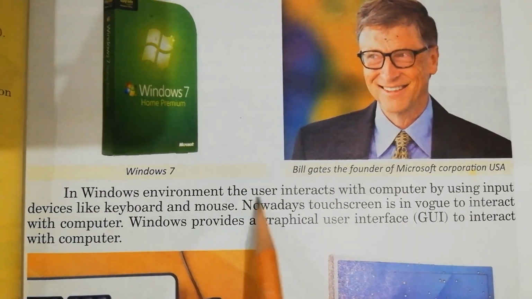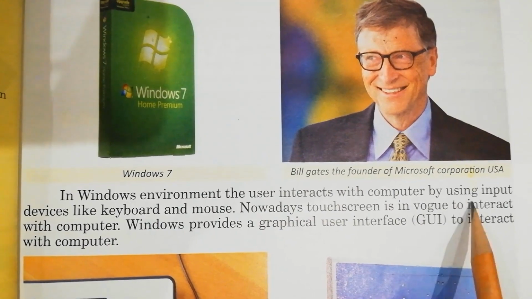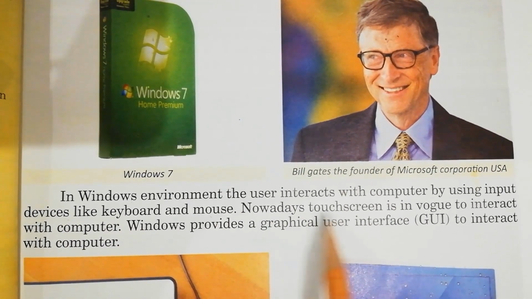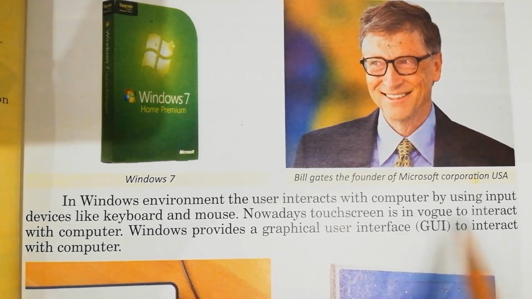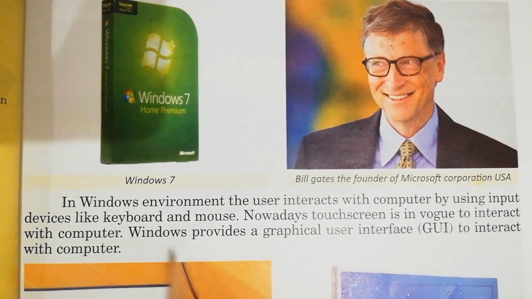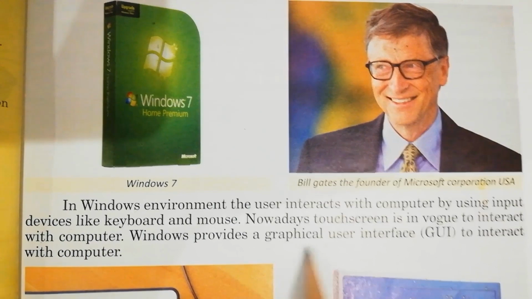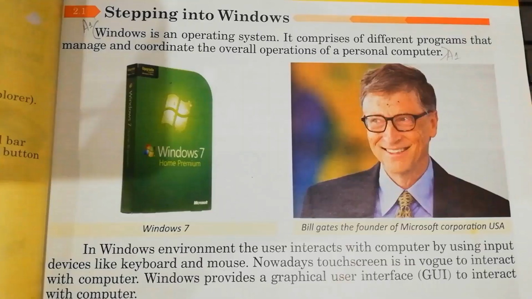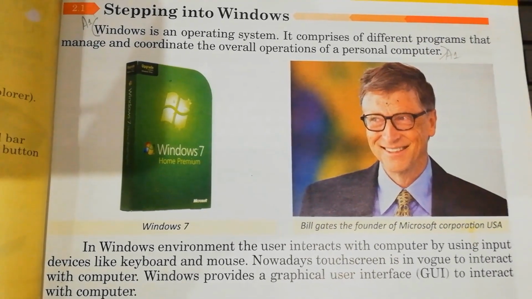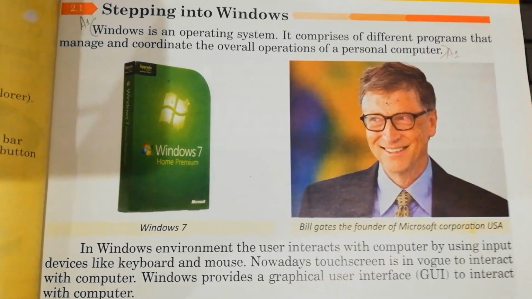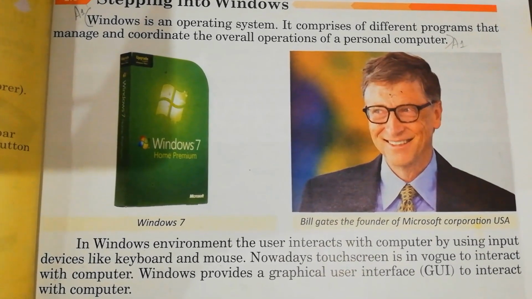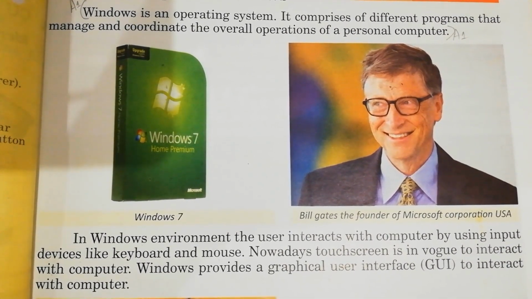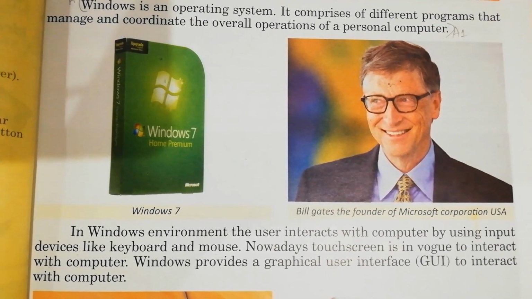In the Windows environment, the user interacts with the computer by using input devices like keyboard and mouse. Nowadays, touch screen is also used to interact with the computer. Windows provides a graphical user interface, GUI, to interact with the computer. The Windows environment is the on-screen work area provided by Windows.